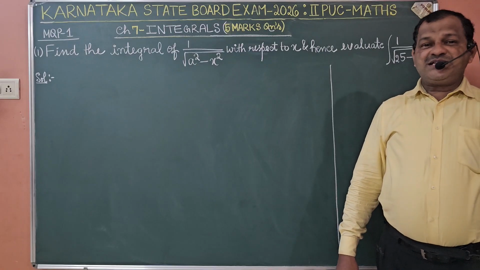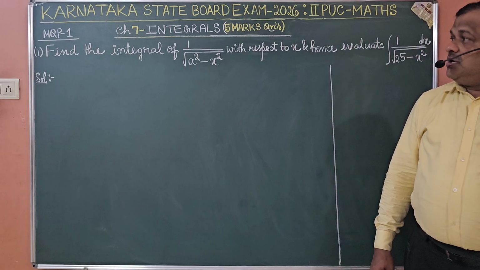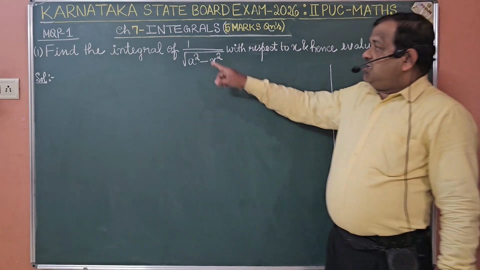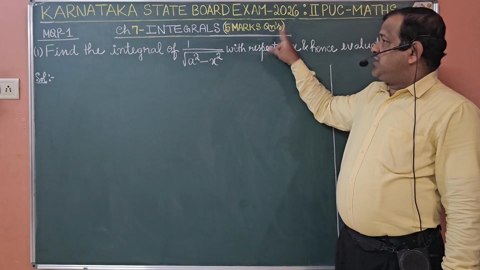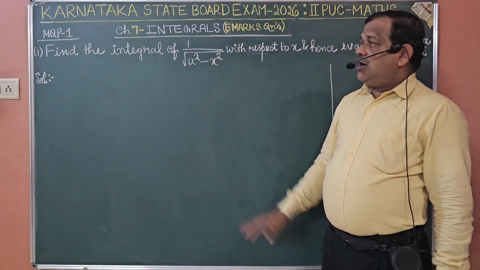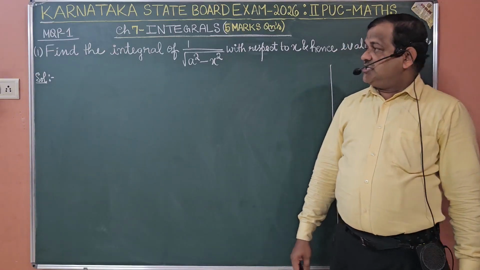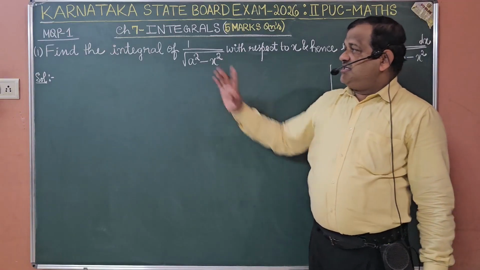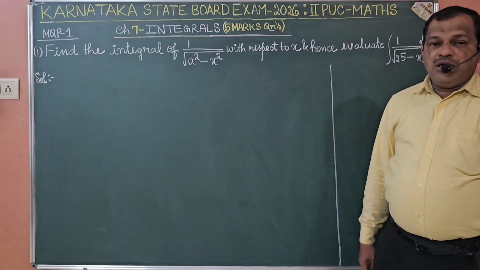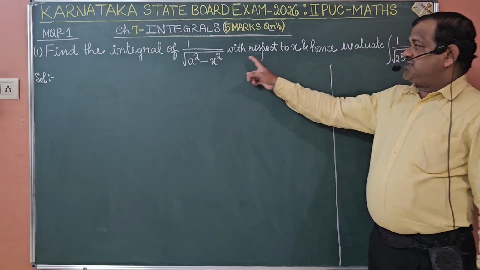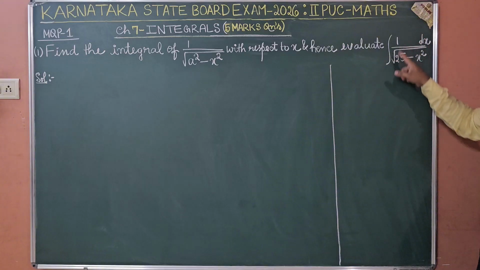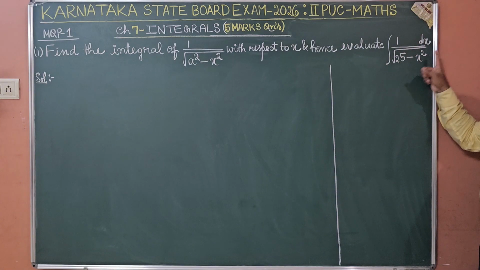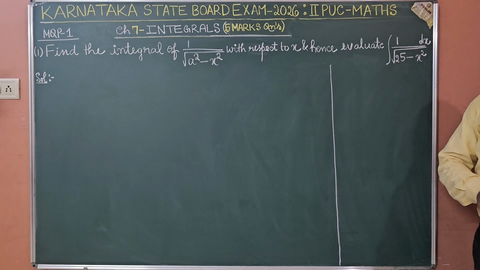Good morning, dear students. Welcome to my next video, that is in integration, the very important 5 marks questions from the model question papers. So first 5 marks: find the integral of 1 by square root of a square minus x square with respect to x, and hence evaluate the integration of 1 by square root of 25 minus x square dx.